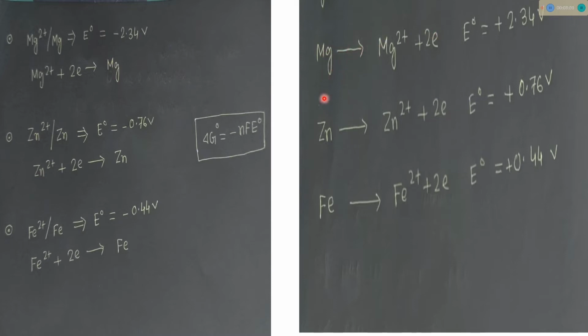So if we couple these two reactions, then magnesium is oxidized easily and the released electrons will be taken up by Zn2 plus, which transfers to neutral zinc. So magnesium is easily oxidized. So we can say magnesium easily reduces any other metal ion from these, zinc and Fe.